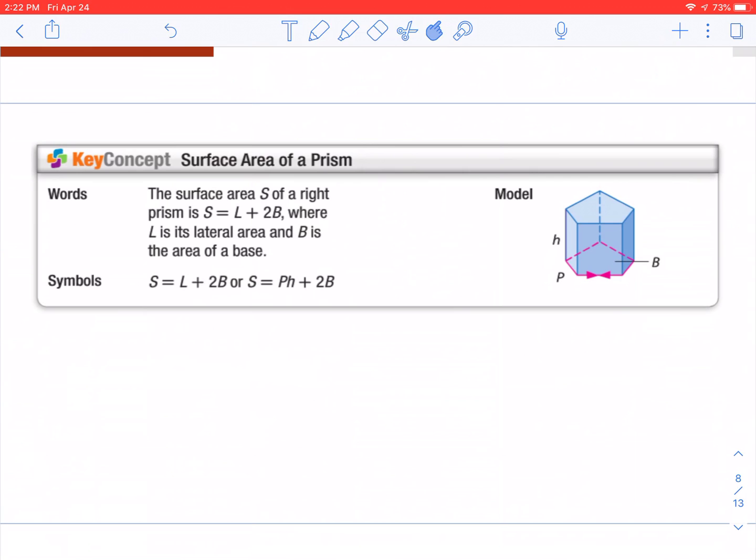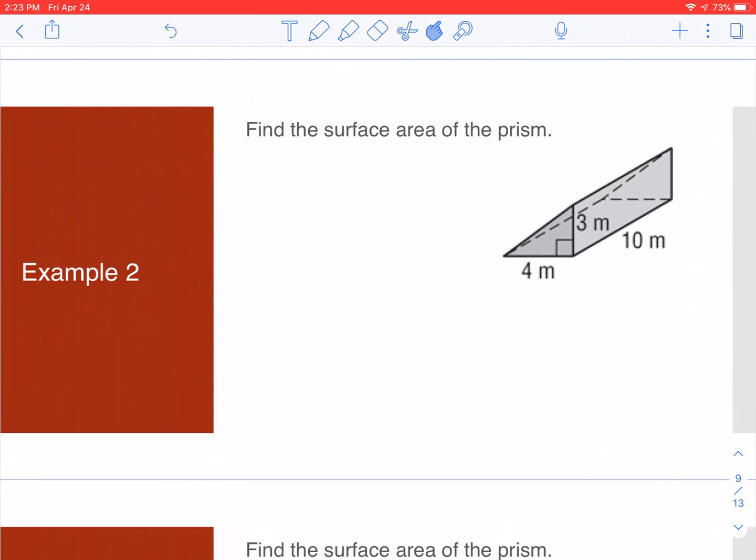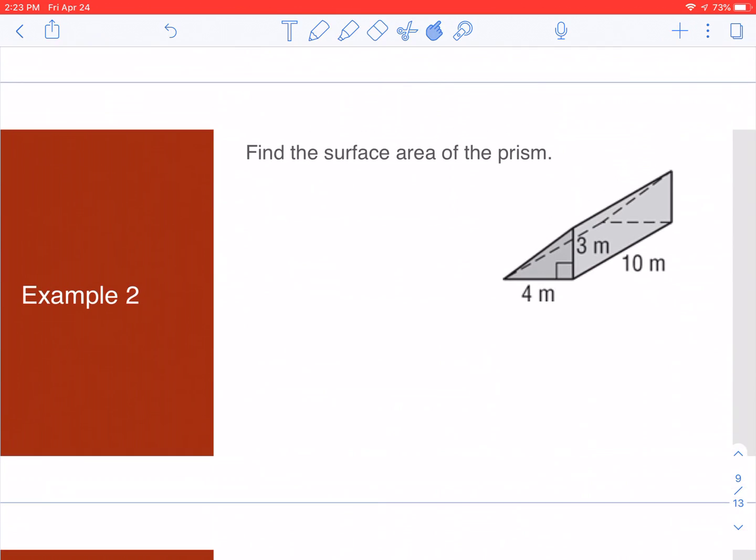All right, now we're going to go into surface area, and all we do is we take the lateral area and we add it to 2 times the area of the base. So every shape has a different formula for the base, and that's what we'll talk about next. Okay, so here's a great example, surface area of a prism. This is what messes people up all the time.